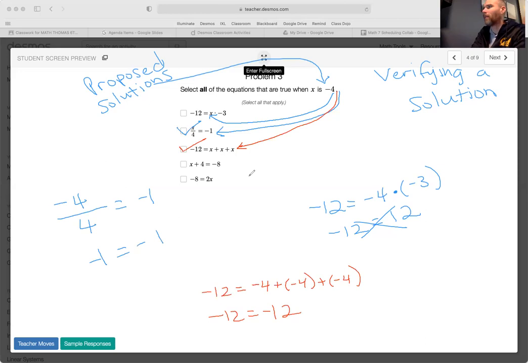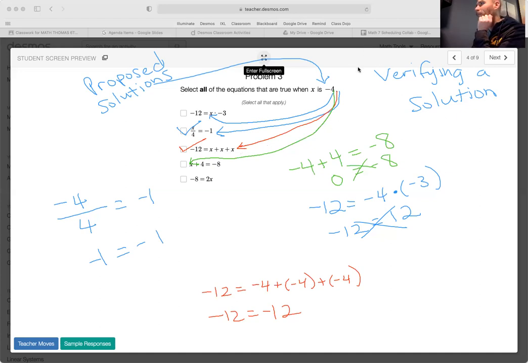All right, let me pick a different color. Let's go with green for this one. So I'm going to take the -4, and I'm going to substitute it for x in this equation. And so I'll rewrite it. -4 plus 4 equals -8. This is not true, right? I got a -4 to +4. When I combine those, I get 0. 0 does not equal -8. So -4 is not a solution to the equation that I drew the green arrow to.